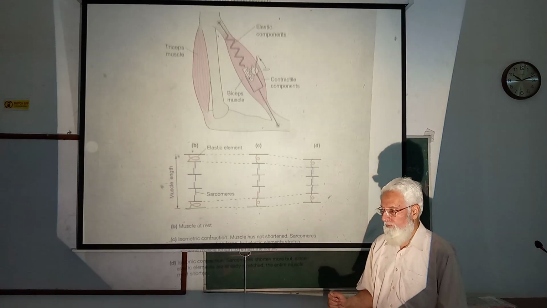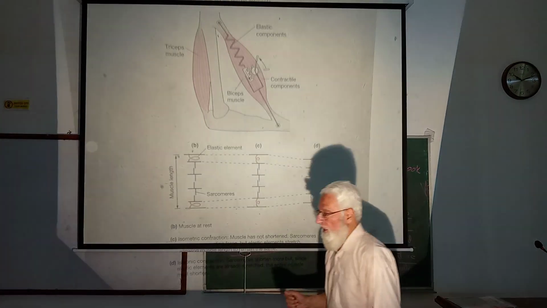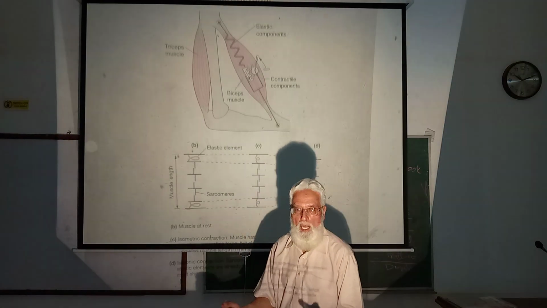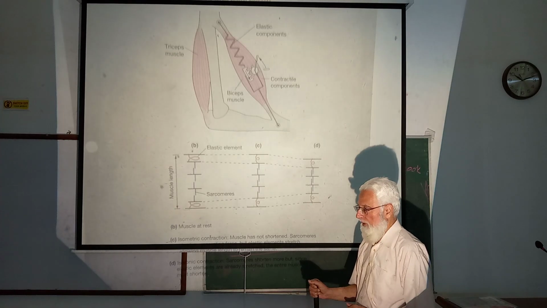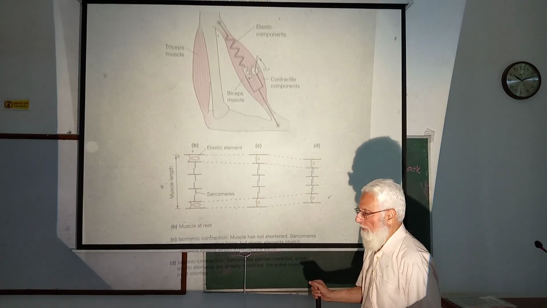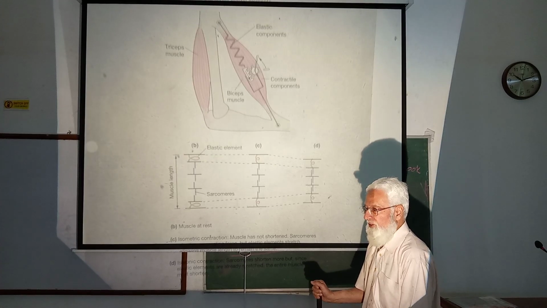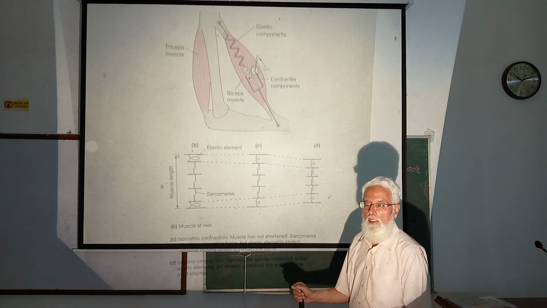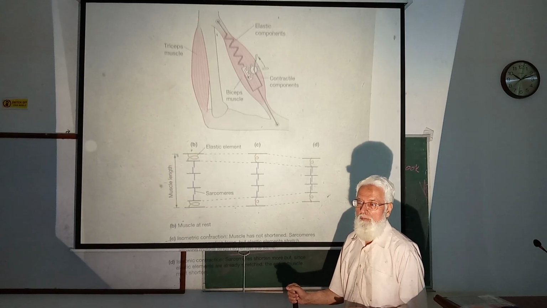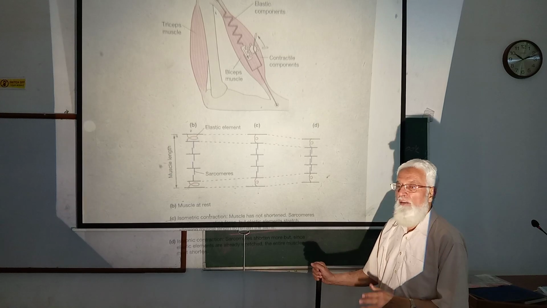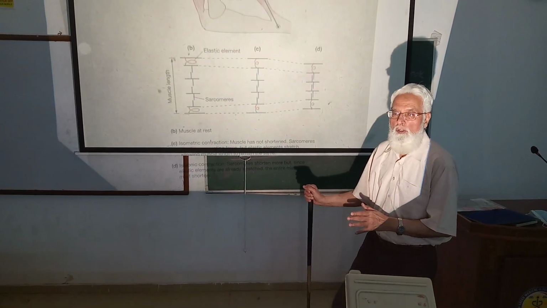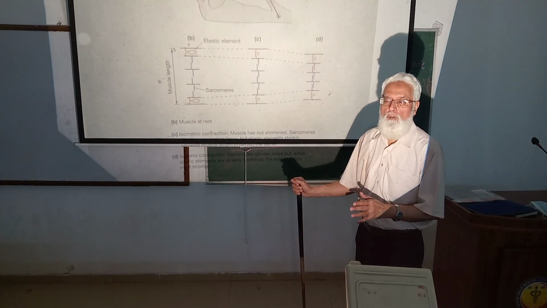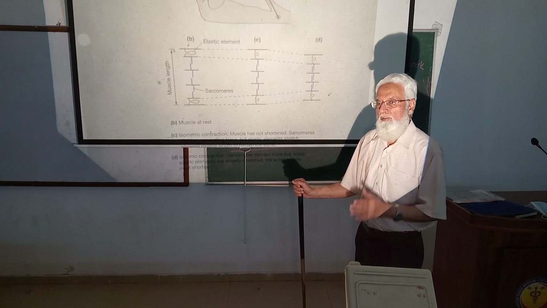I walk. So walking is a mixture of both types of contraction, isometric and isotonic. When walking, when the leg is lifted up, it's isotonic contraction. When the leg strikes the ground, it is isometric muscle contraction.